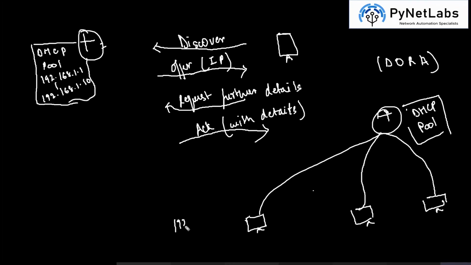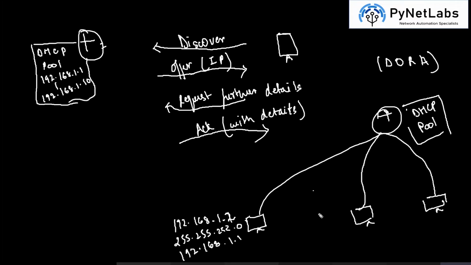Let's say it gets 192.168.1.1, and with that it will get a subnet mask. Then after that it will get a gateway IP address. So okay, the gateway IP address is usually the first IP address, so we are considering it as 1.1, and let's say the device had the IP 1.2.